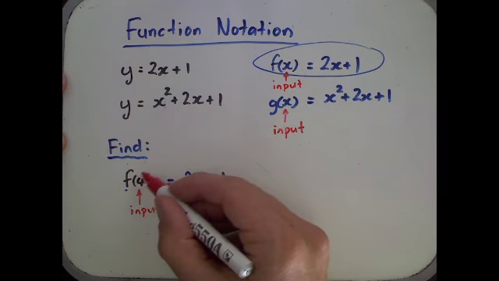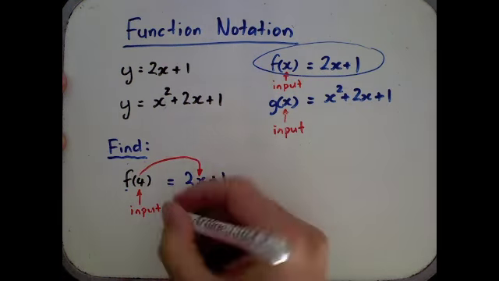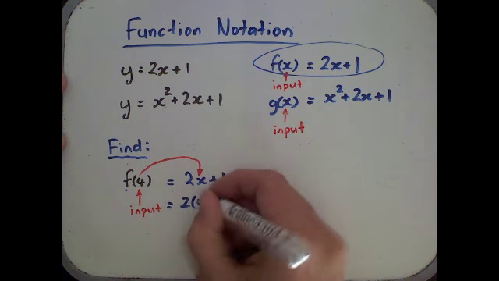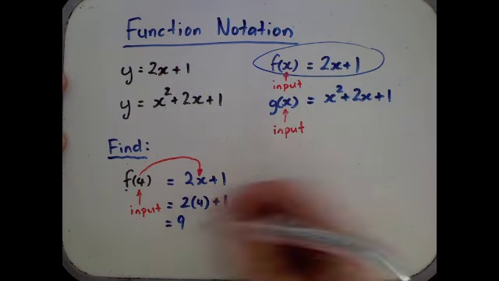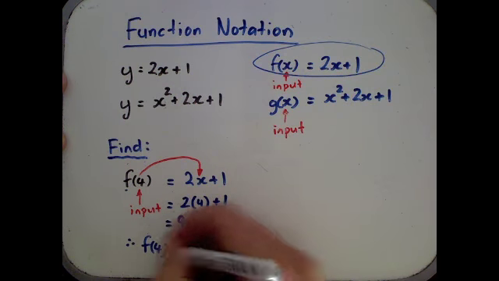The input value of 4 is telling us what the x value could take. So x is going to be equal to 4. So 2 times 4 is 8, plus 1 is 9. So we can therefore write f of 4 is equal to 9.